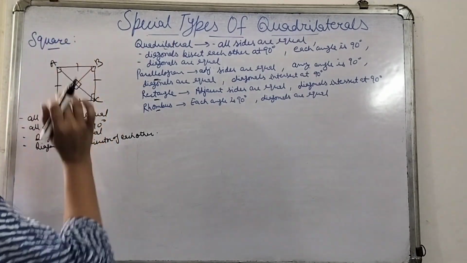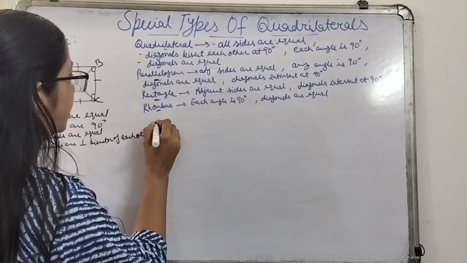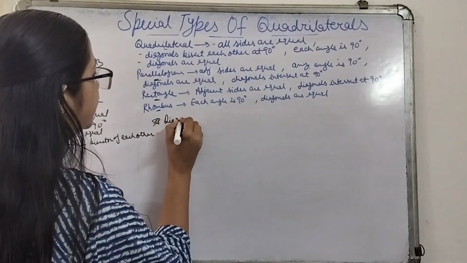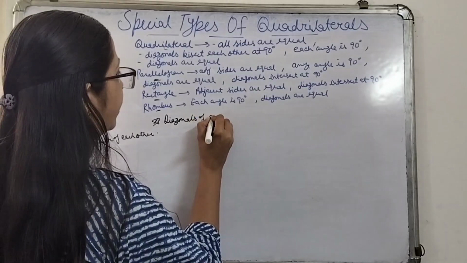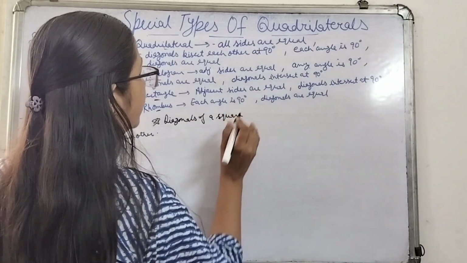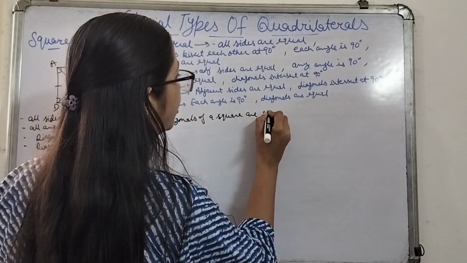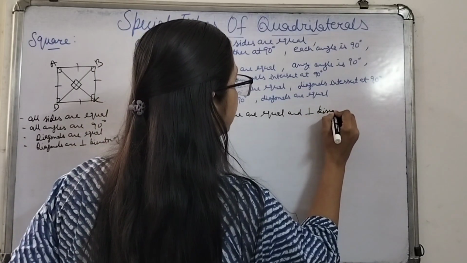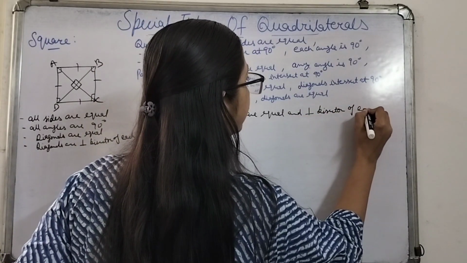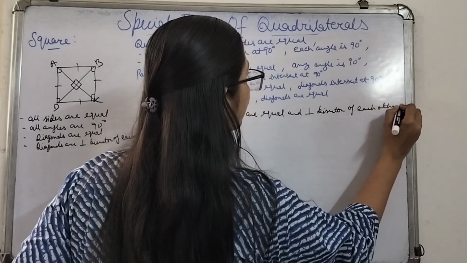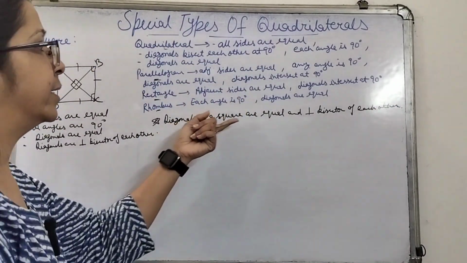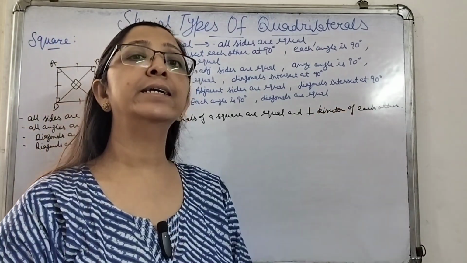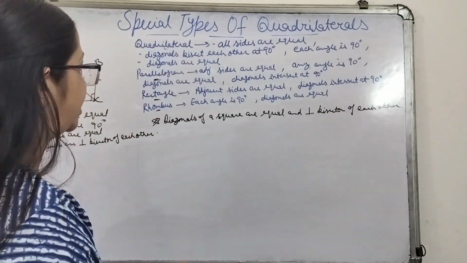Now let's see the important property of a square that we just discussed: the diagonals of a square are equal and perpendicular bisectors of each other. This we need to prove: that in a square diagonals are equal, and they are bisecting each other, and at 90 degrees also they are bisecting each other.